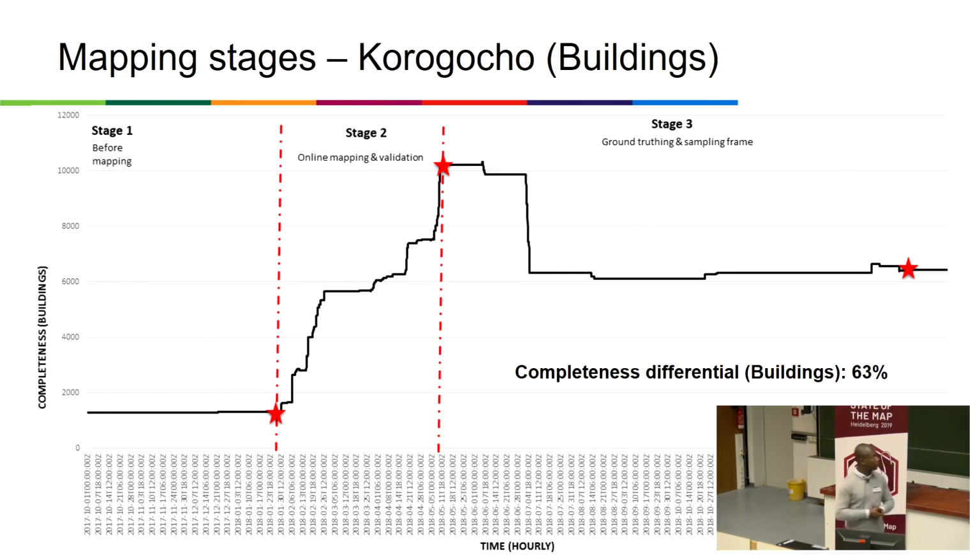In the case of Korogocho, which is the densest of the 3, there's a wide gap, which is about 37% between stage 3 and stage 2. We are still talking about completeness of buildings here. But in all of these 3, you notice one common pattern across: the estimate at stage 3 is always less than that of stage 2. I'll talk about that later.